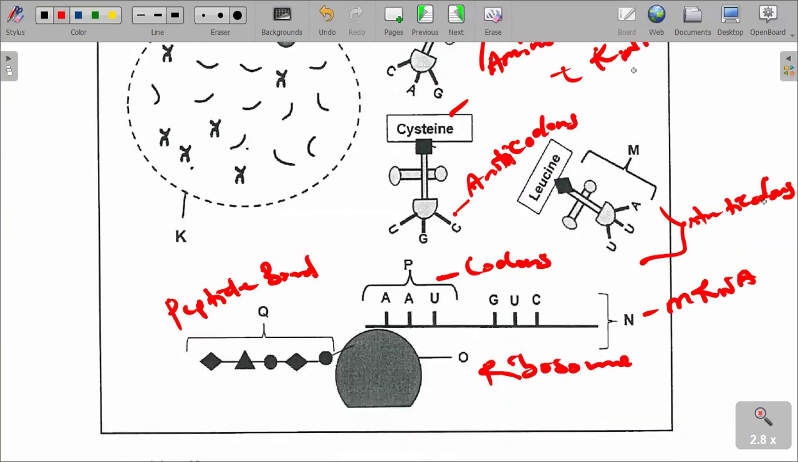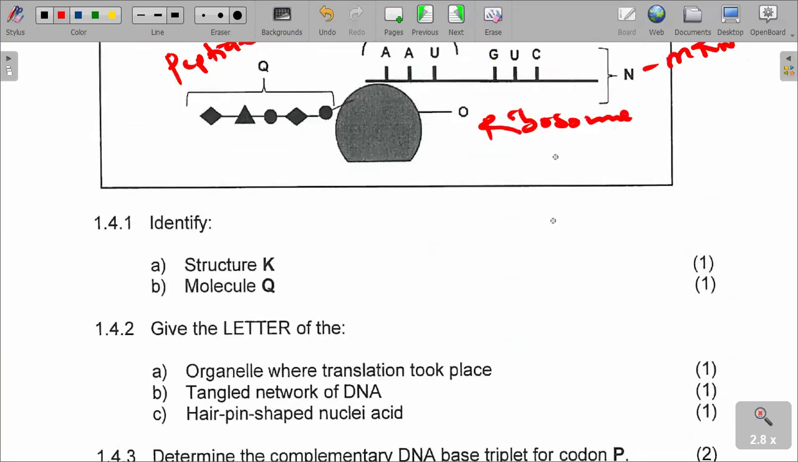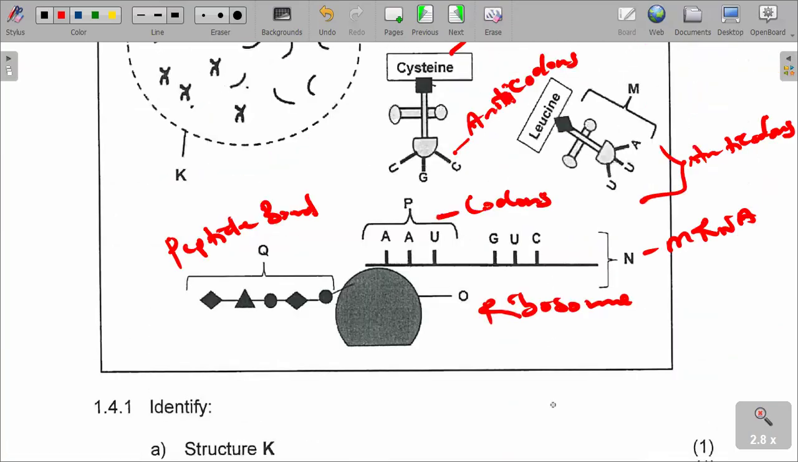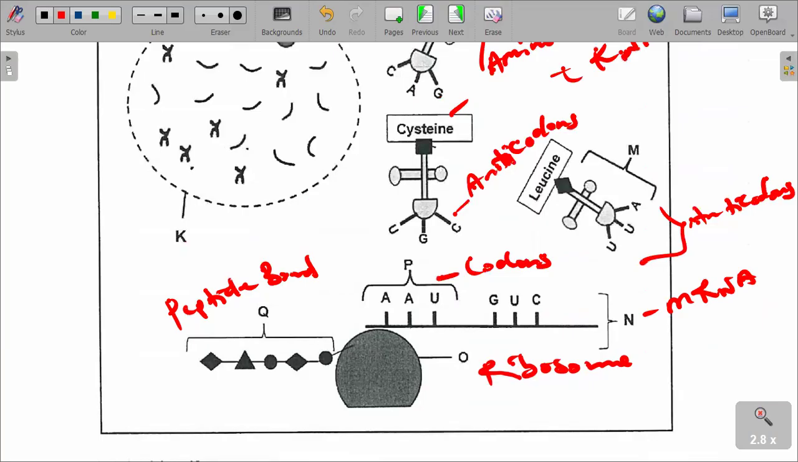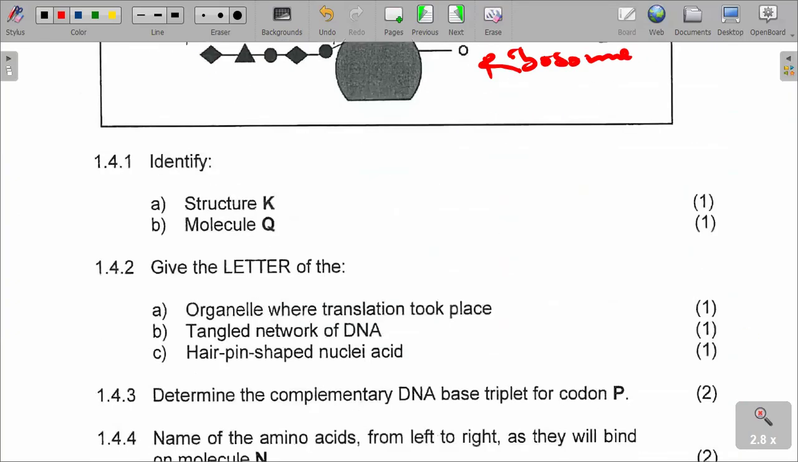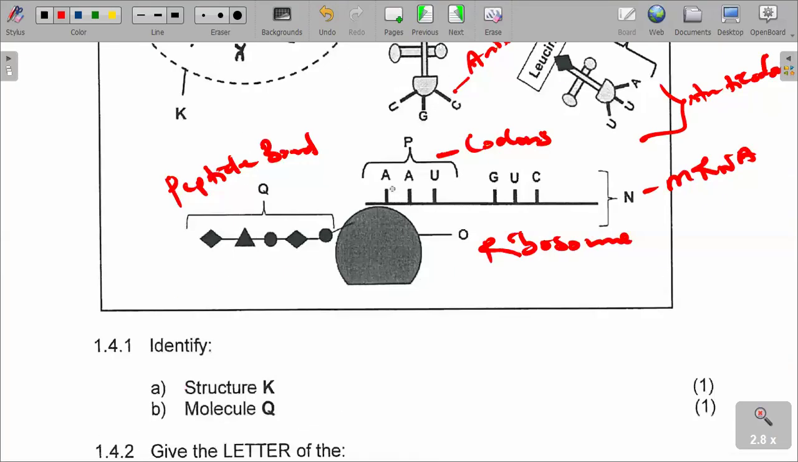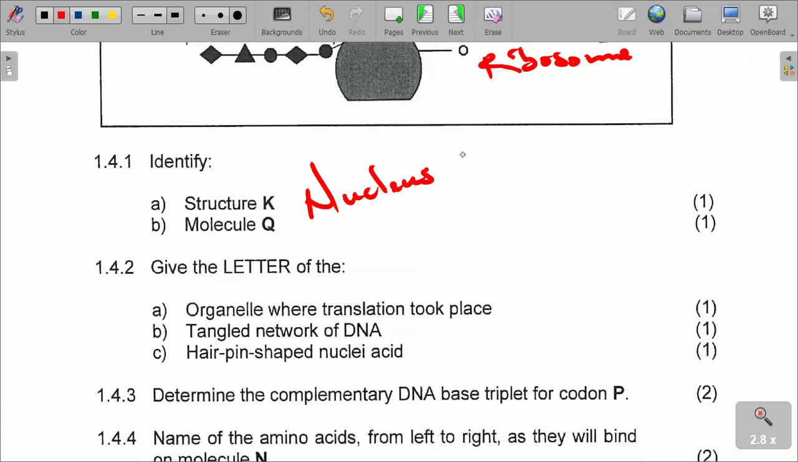You understand? So if we go into this, identify structure K. Structure K, if you look on your diagram, actually represents the cell nucleus. I have already mentioned that K is circling that one, which represents the nucleus. K represents the nucleus.